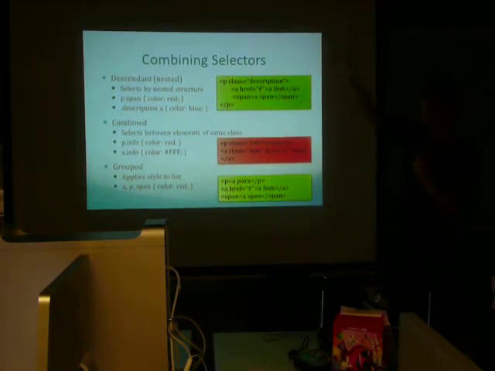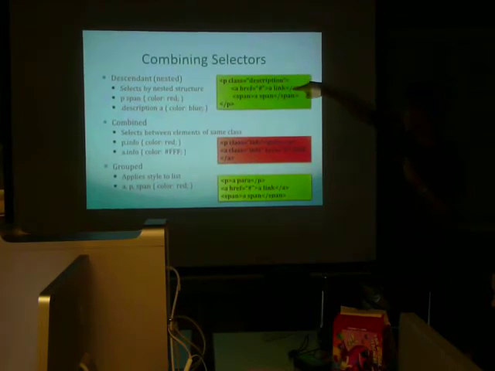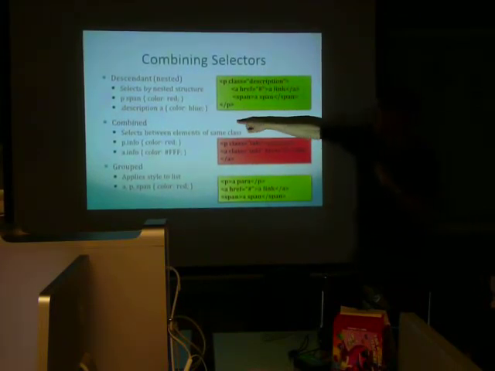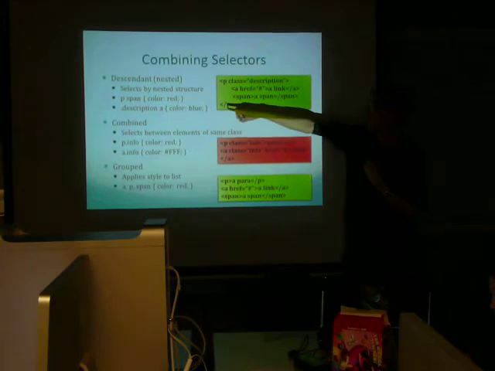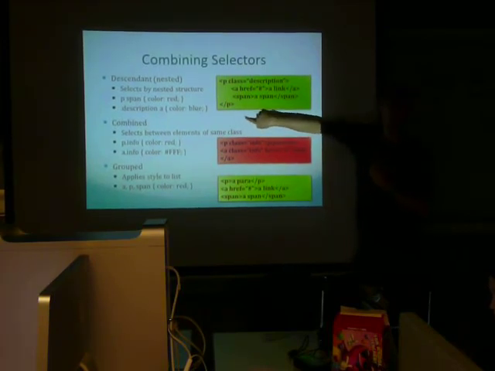We can also select any way we want. We can also say dot description A, which will select this right here. If I had an A outside here, dot description A would not select it. It has to be inside something with the class, and then A. And for P span, if I had a span outside this paragraph element, P span would not select it.